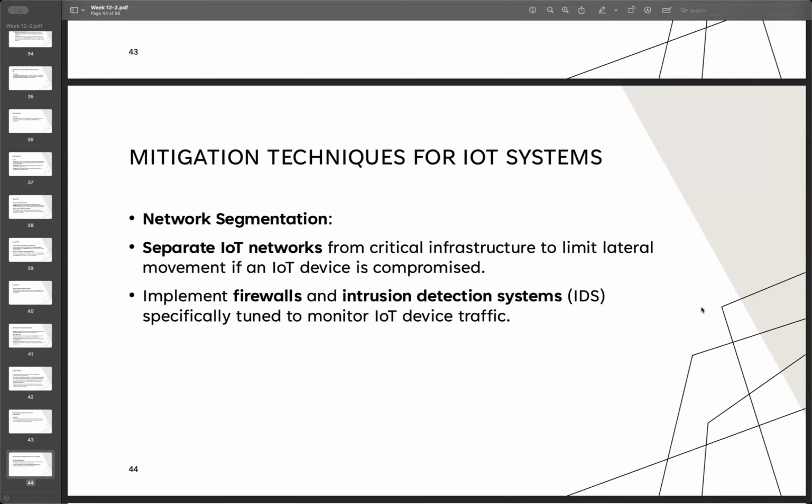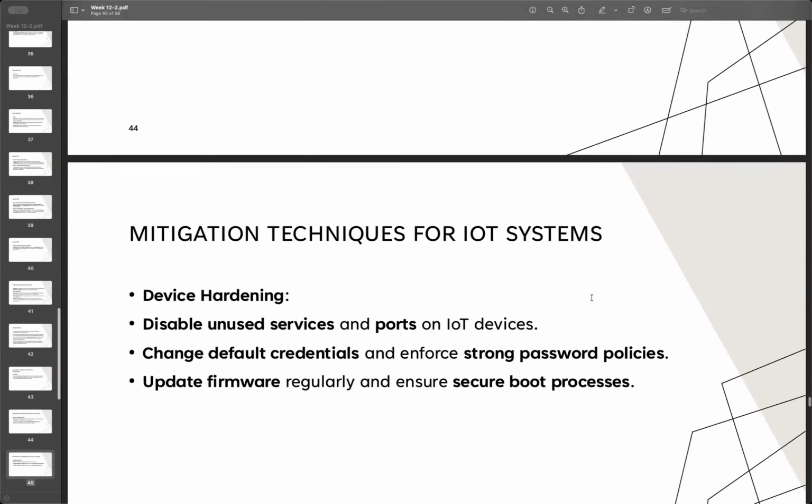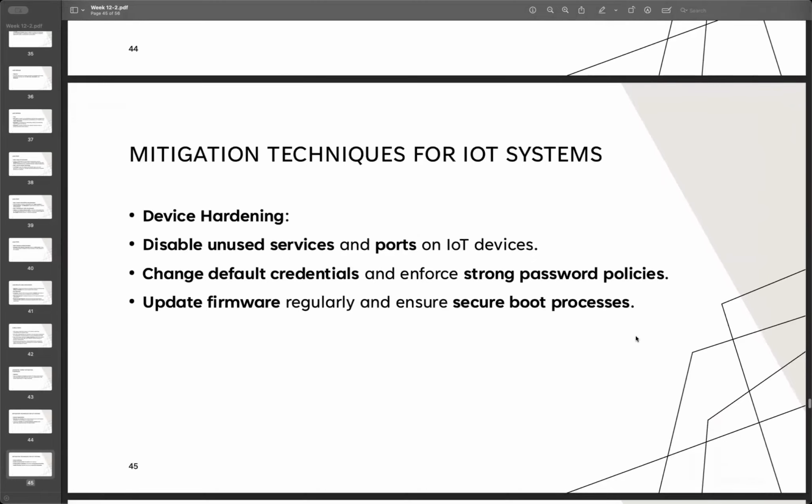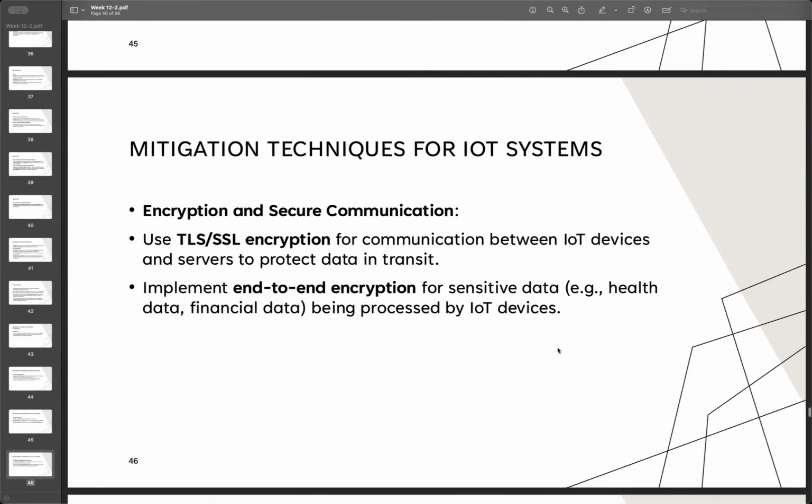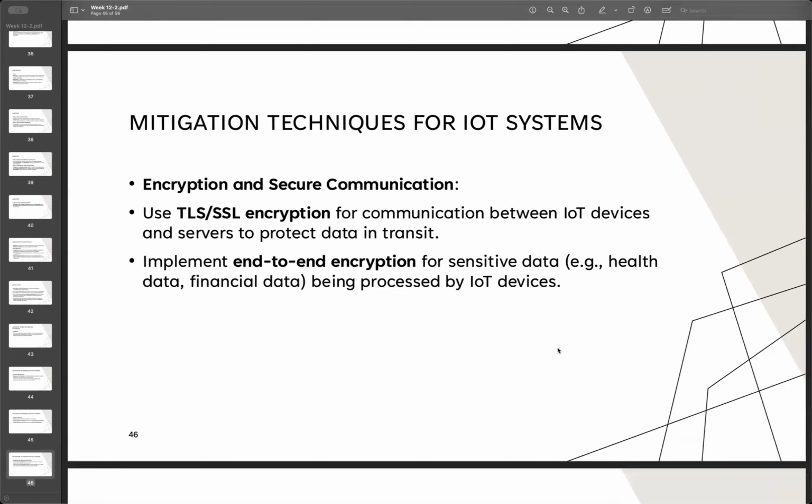These are specific to monitoring IoT device traffic. We can also do device hardening: we try to disable unused services or ports, change the default credentials and passwords, enforce a strong password policy, and update the firmware. All this can also secure the boot process. And always try to encrypt, using TLS/SSL or something stronger like end-to-end encryption for sensitive data.